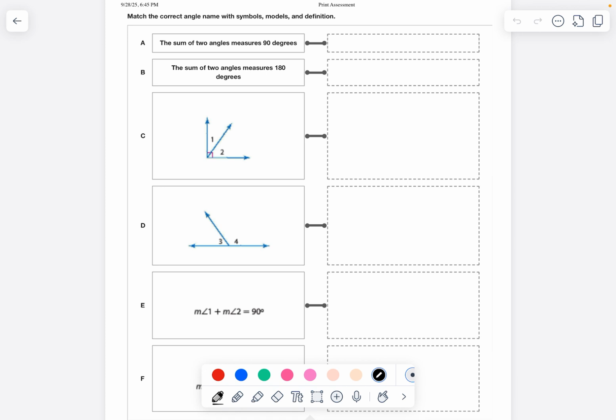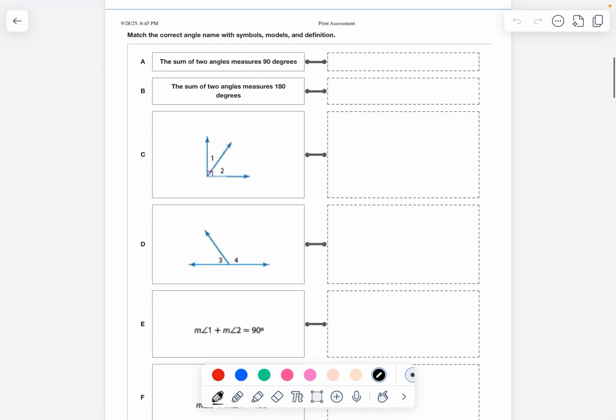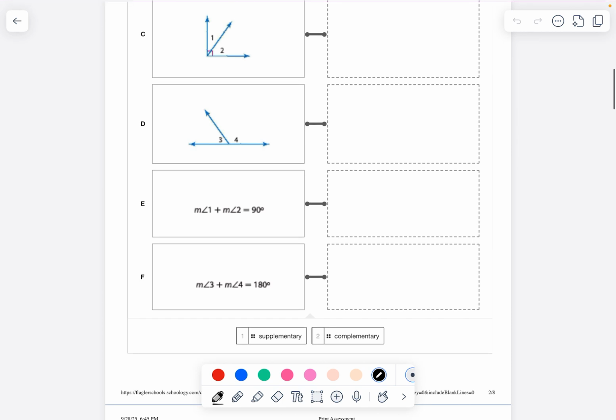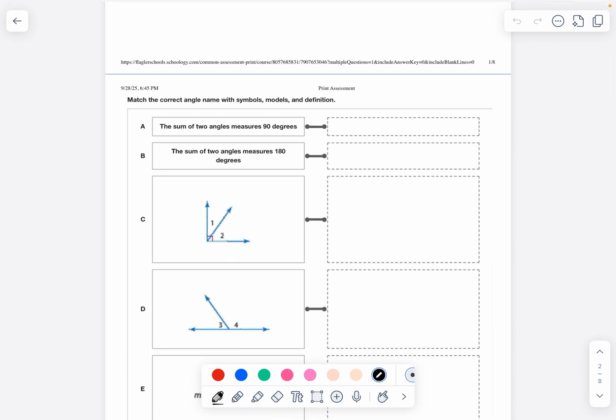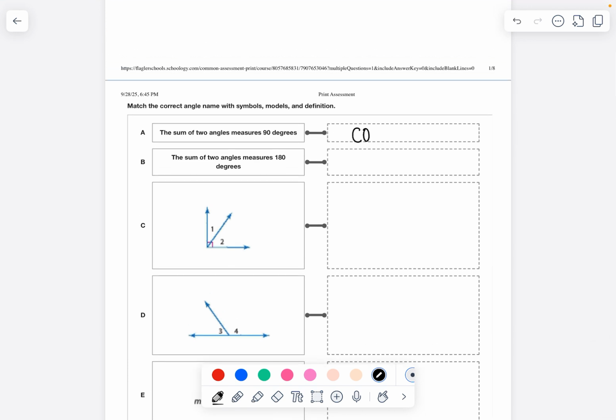So for the first question, we're supposed to be matching whether these angles are an illustration of supplementary or complementary angles. So whenever the sum of two angles measure 90 degrees, those are going to be complementary.